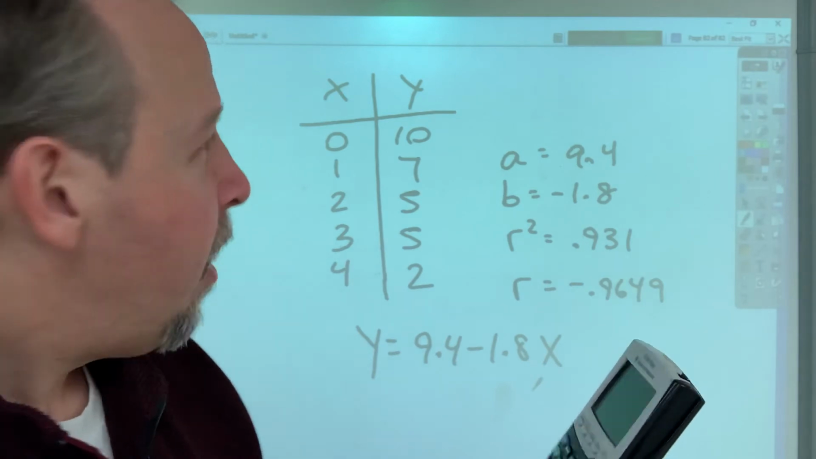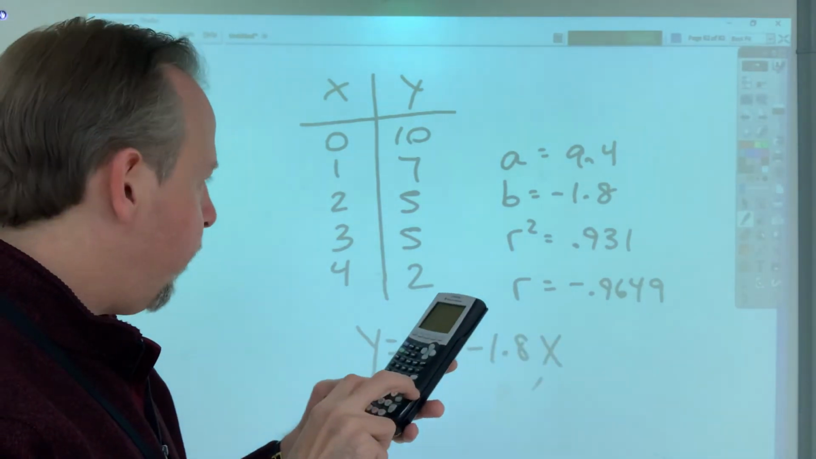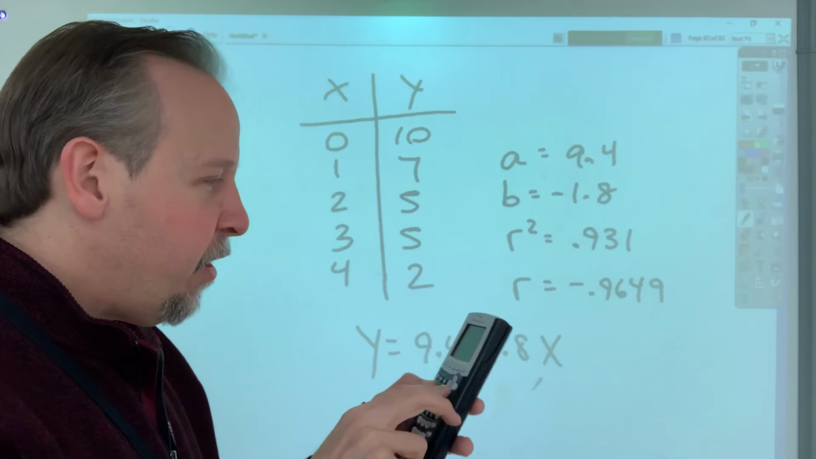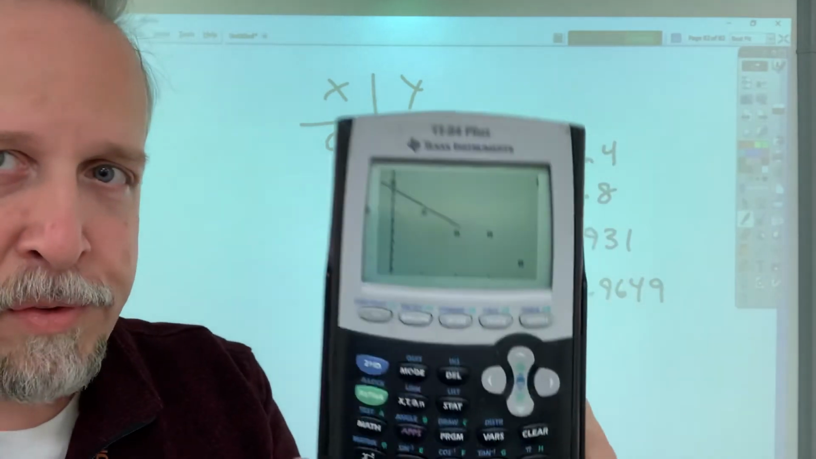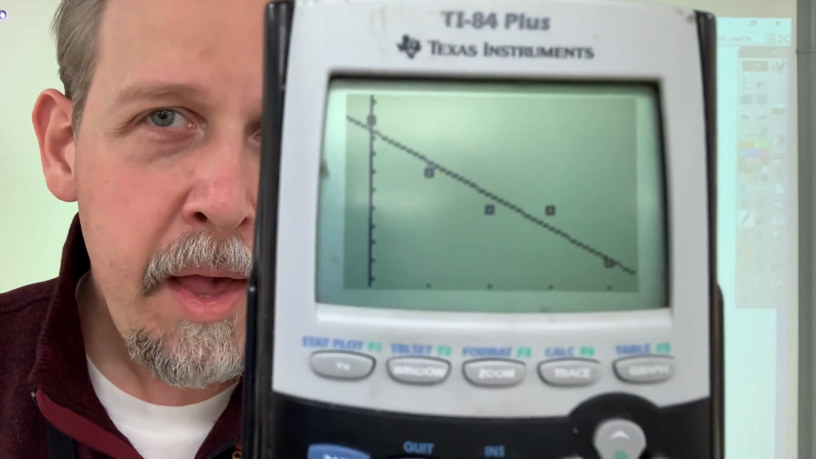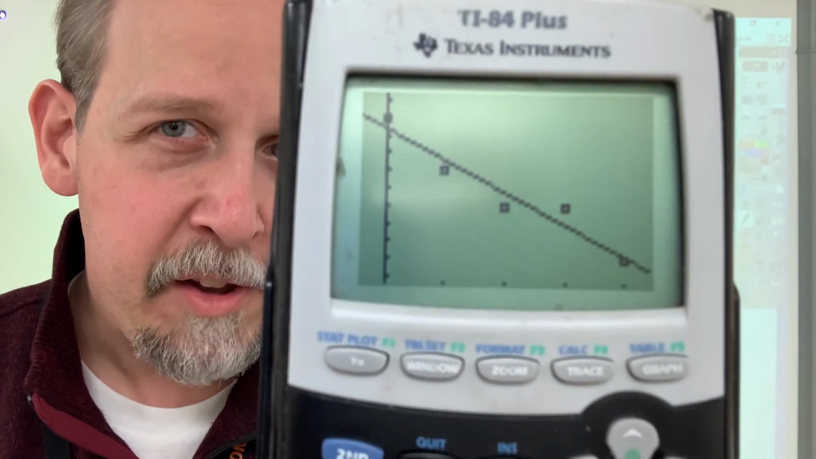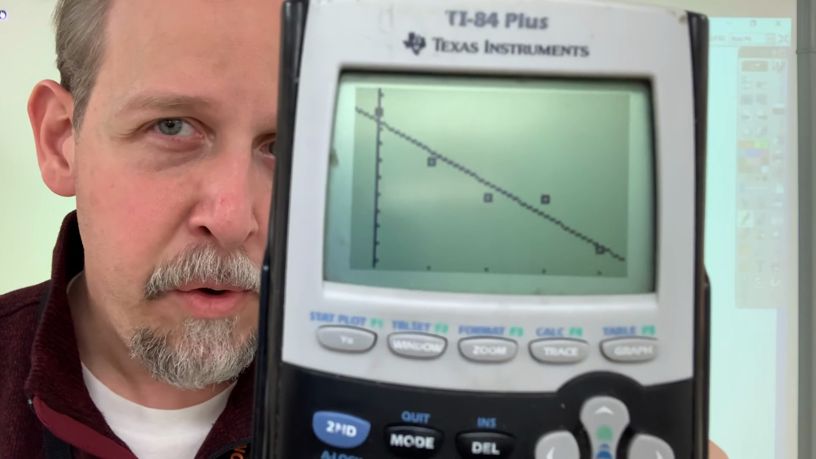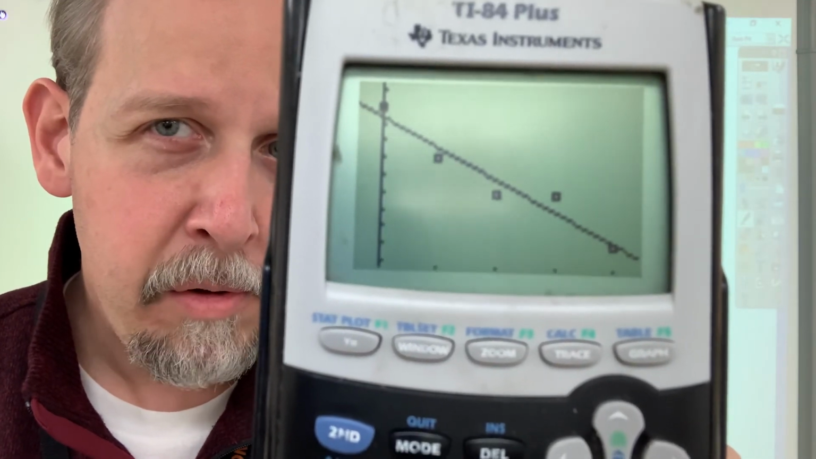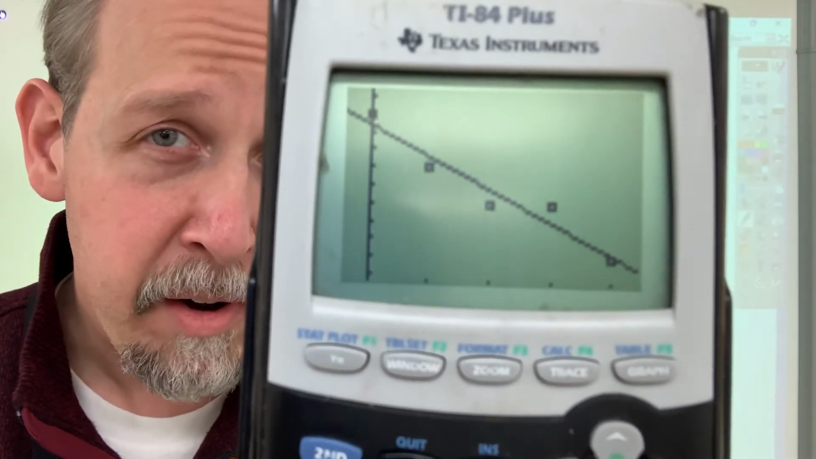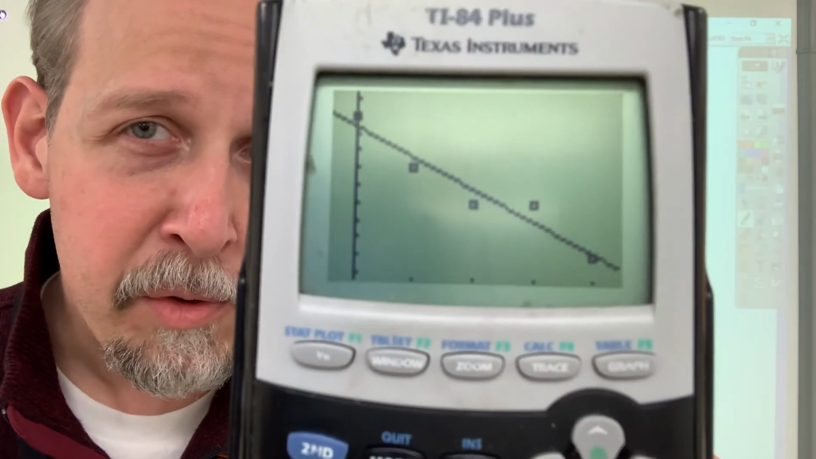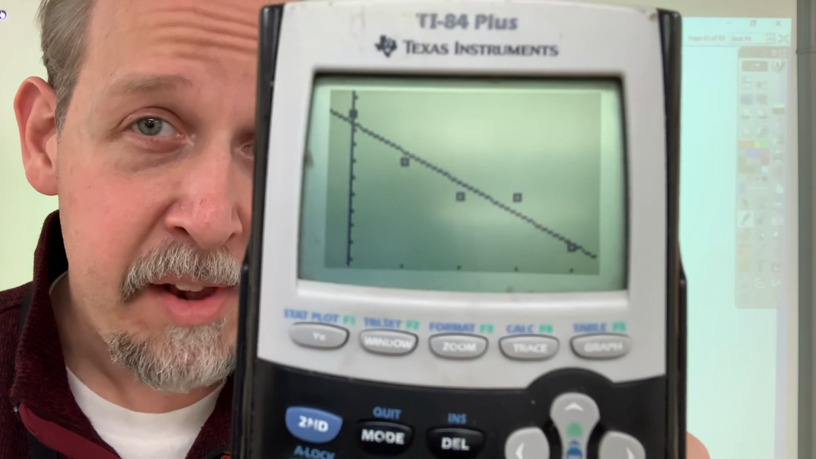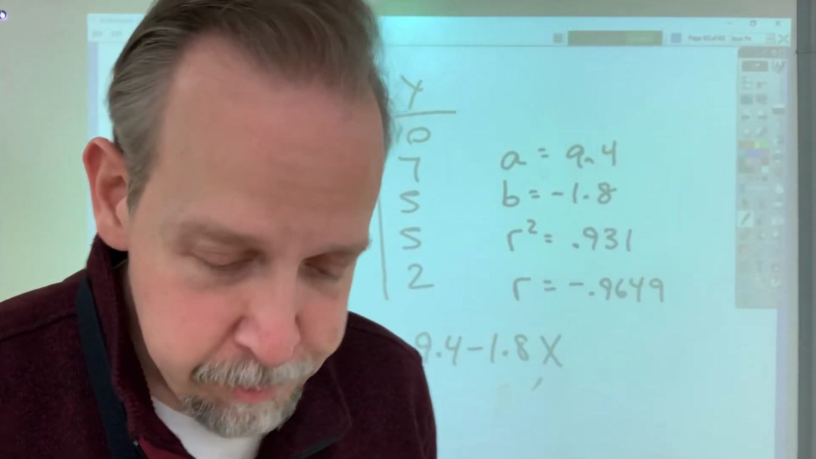Okay, so once again, it was 9.4 minus 1.8x. Your equation should be there in the Y1. So once again, I'm going to try that graph with Zoom 9. It shows me the scatter plot as well as the LSRL overlaid on top. You can see how close the points are to the LSRL, which is why it has a very strong R value. The residual values are very small, and it's a negative direction. Cool.